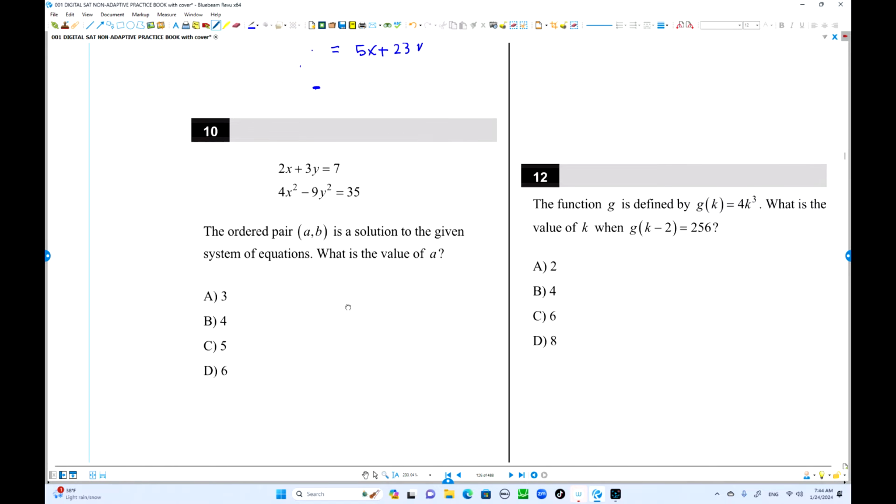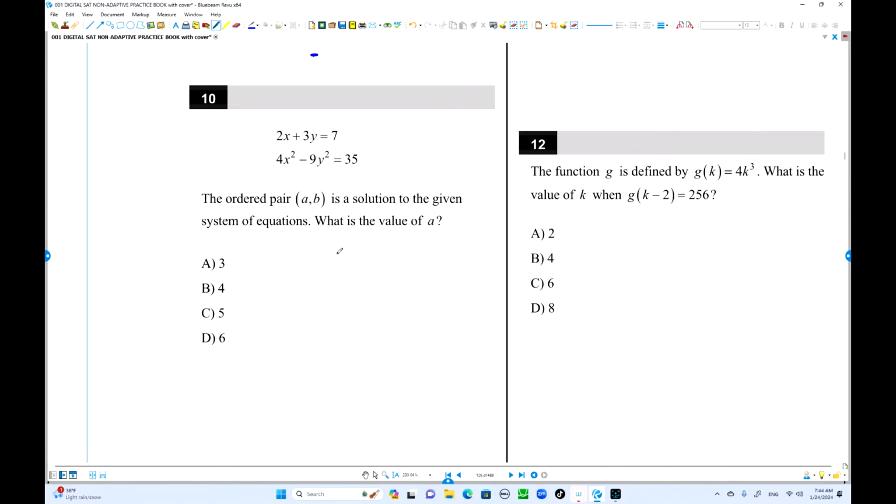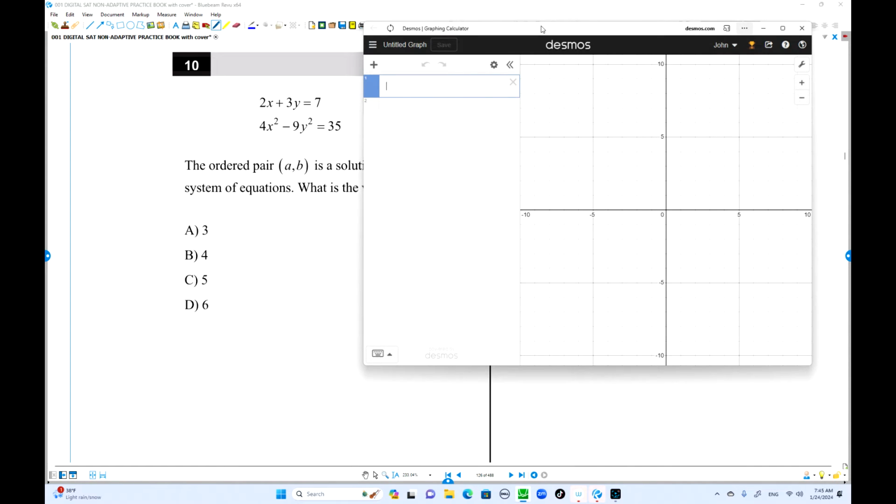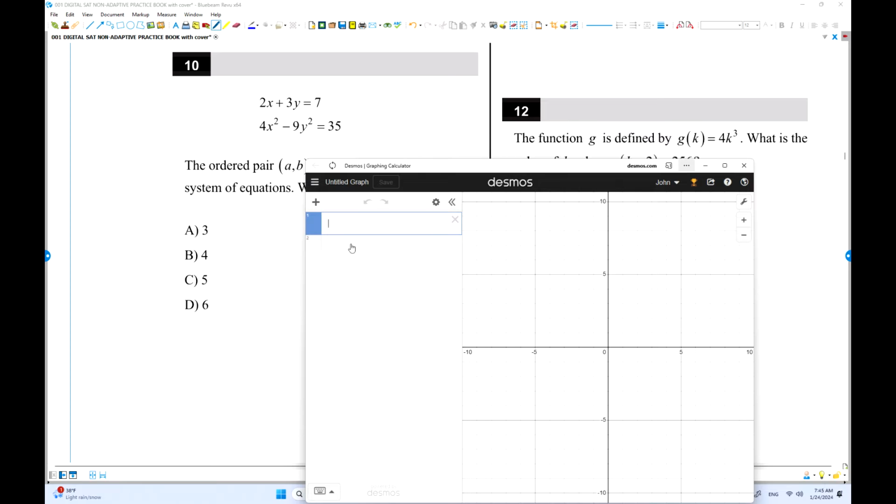Here is number 10. The ordered pair AB is a solution to the given system of equations. What is the value of A? This one definitely we can use decimals, okay? Because there's no unknown number over here. So I'm going to use decimals over here. This is very useful.